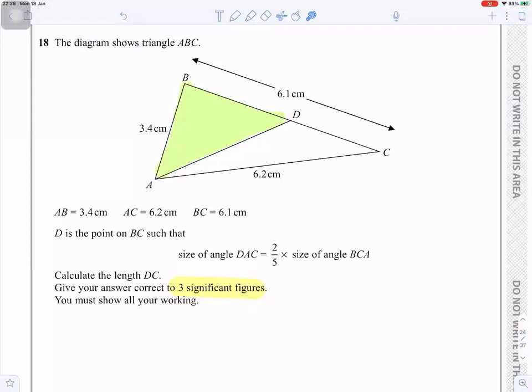Question number 18. The diagram shows triangle ABC. AB is 3.4 centimeters, AC is 6.2 centimeters, and BC is 6.1 centimeters. D is the point on BC such that the size of angle DAC is equal to 2/5 times the size of angle BCA. Calculate the length DC. Give your answer correct to 3 significant figures. You must show all your working.